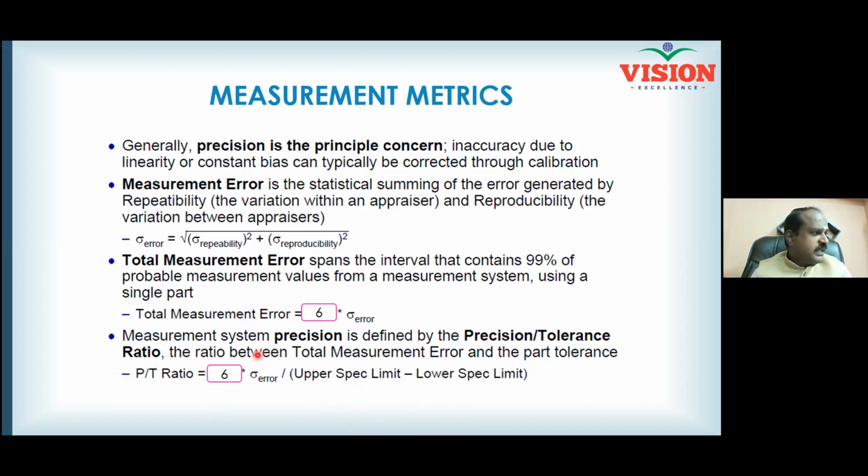6 into sigma of the error is called precision. Denominator is USL minus LSL. That is called tolerance. So this ratio is called precision tolerance ratio. What is this ratio? Precision tolerance ratio. This precision tolerance ratio is specifically called GAGE R&R. GAGE R&R means what? Precision tolerance ratio. When you multiply by 100, you will get it in terms of percentage.